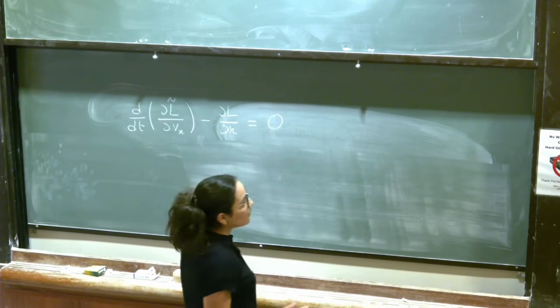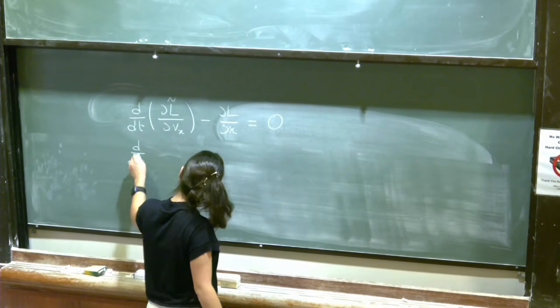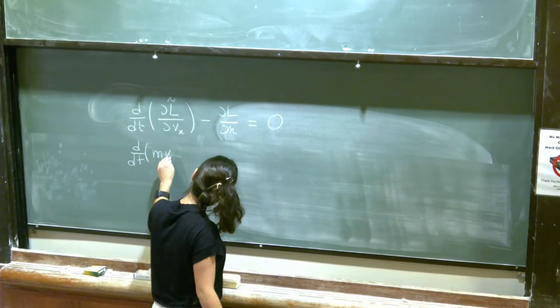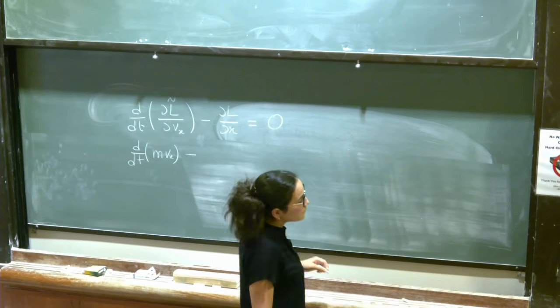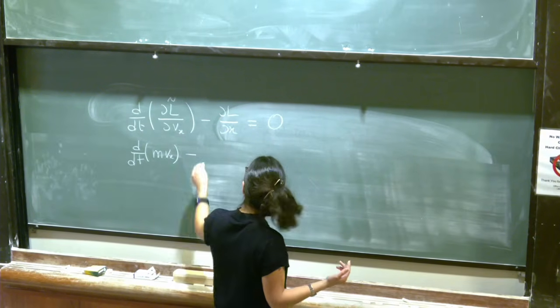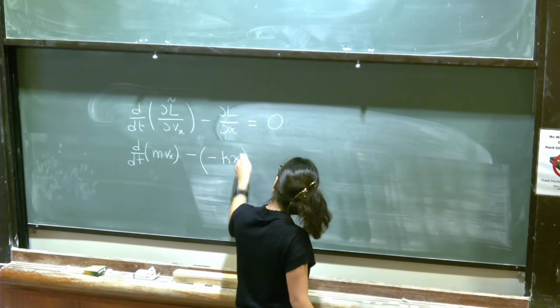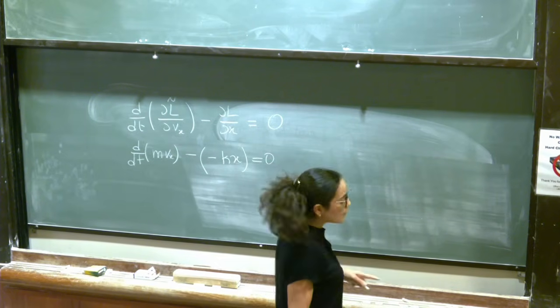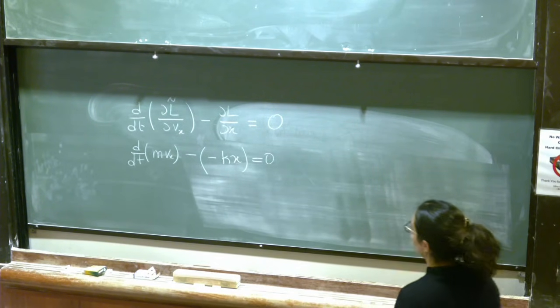Del L tilde by del Vx is going to be d by dt of m vx, minus del L by del x, which is minus kx. So we recover the equation of motion that we want: max plus kx is equal to 0.